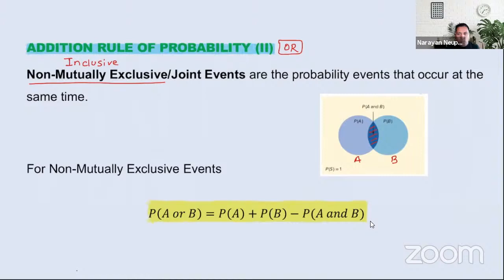So one more time, if two events are inclusive, that means they share something in common, or if they are joint events, then the formula is: probability of A or B is equal to probability of A plus probability of B minus probability of A and B. So that is the formula. Let's take an example so that this will be a little clearer.